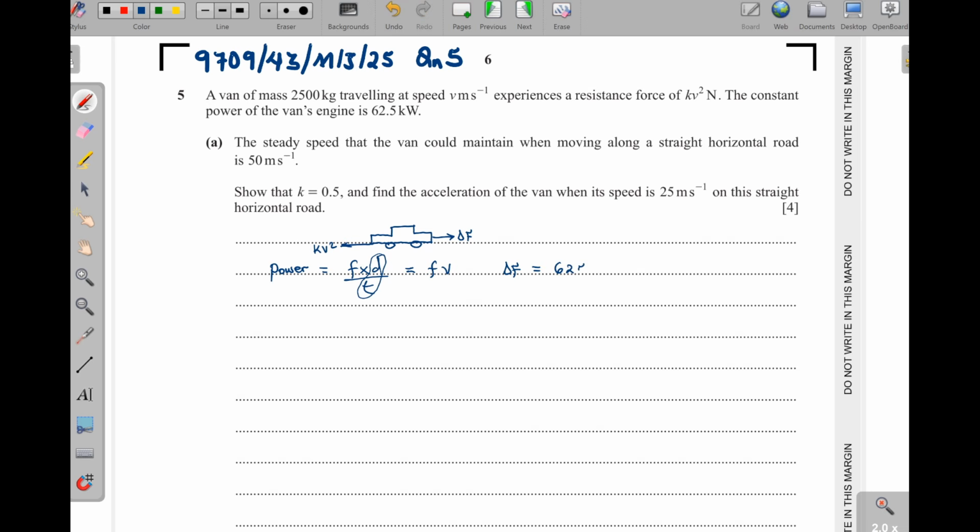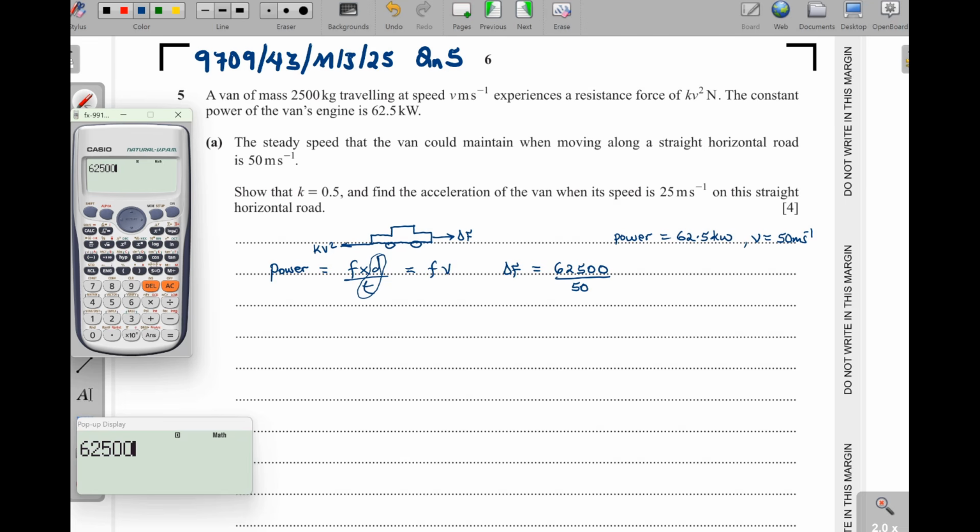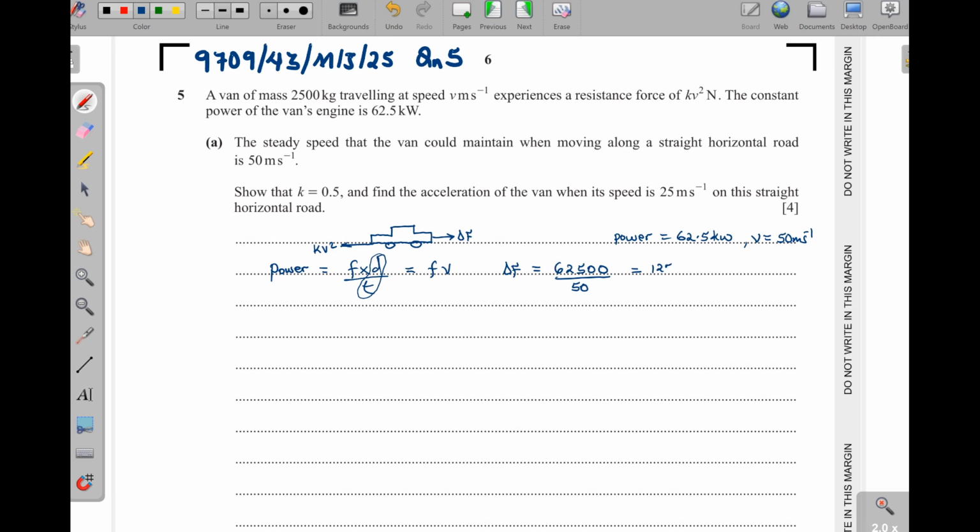So 62500. So what are we given? We are given power, which is 62.5 kilowatts. Okay, and then our V is equal to what? 50 meters per second. So we shall divide this one by 50. And then what do we get here? 62500 divided by 50. It gives us 1250 newtons.